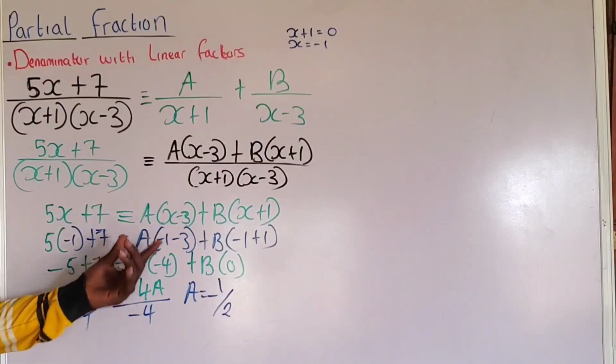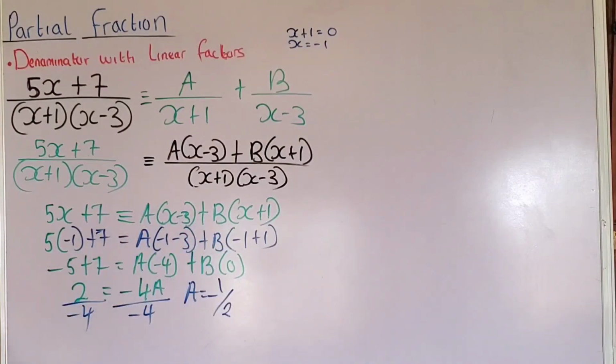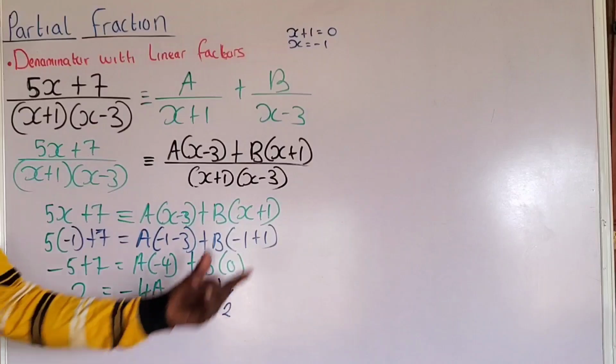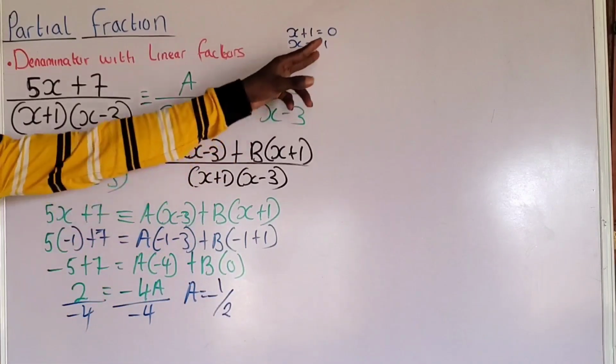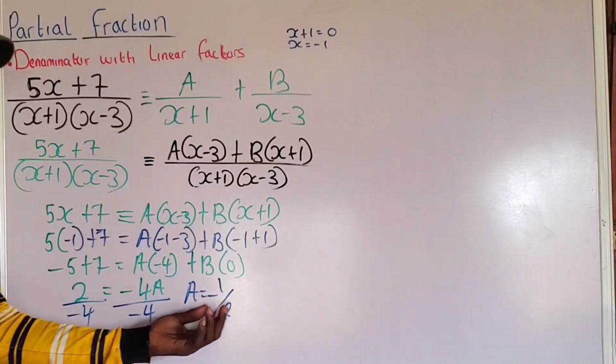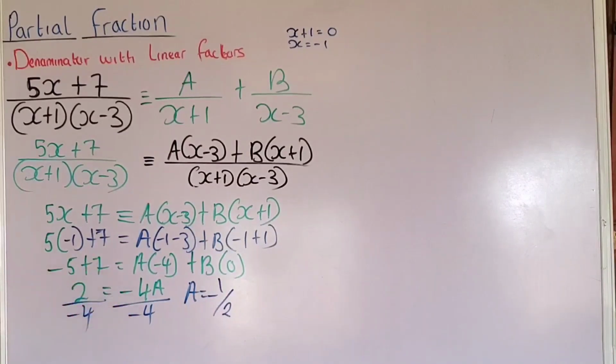When I want to get the value of a here, I know that the factor which is multiplying b is what? x plus 1. So I set that factor equal to 0. When I set it to 0, I have x plus 1 equals 0 and x is equal to minus 1. By the time I substitute the value of x as minus 1 here, you can see that b is equal to 0. So I got the value of a as negative 1 over 2. Now, you can do the same for b.